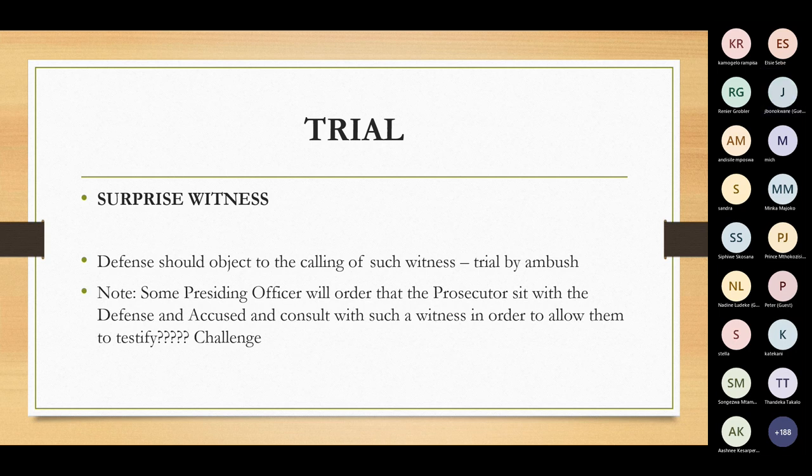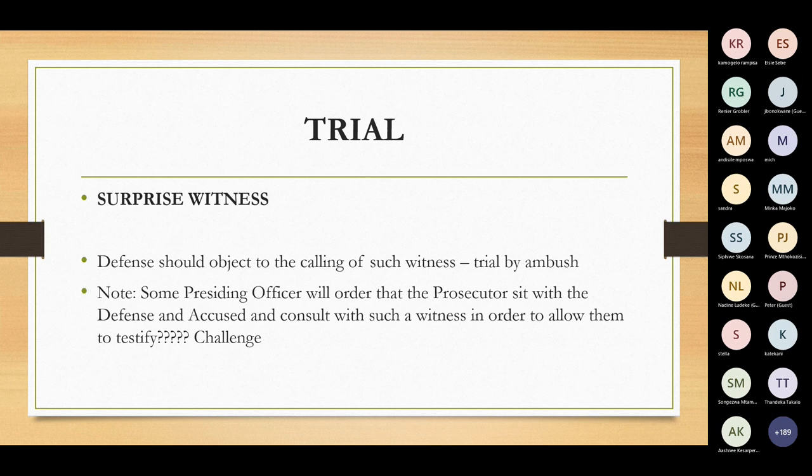Remember, I said when a witness testifies, first of all, you would ordinarily have their statement that they made to the police, which you would have used to prepare for this trial. So you didn't have that for this witness. Now, if you allow this presiding officer to press you and sit with a prosecutor and consult with this witness, and then you say, okay, it's fine, I know what this witness is coming to tell the court, that witness can say things that are very damaging to your case or to the accused's case.